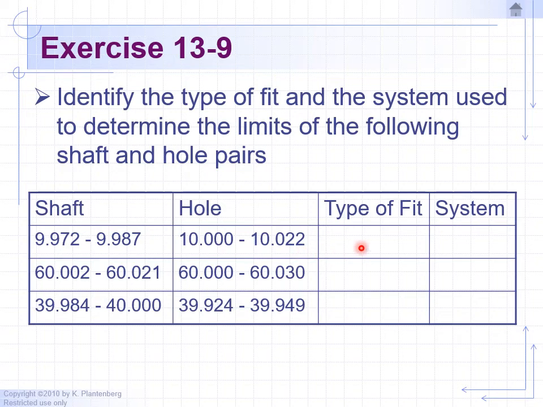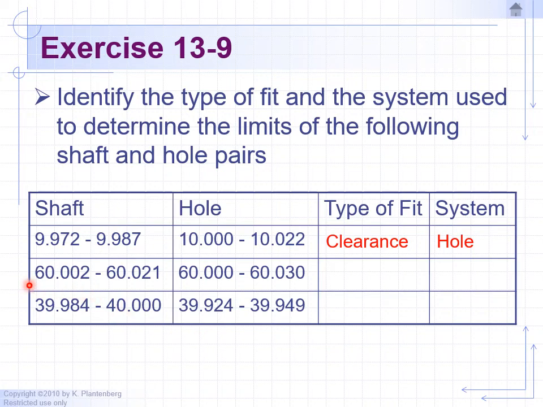So what type of fit do we have? Is it clearance, interference, transition, or inline? So here we can see the hole is always larger than the shaft. So we're always going to have clearance. We're always going to have a positive for the max and a positive for the minimum clearance. So that'll give us a clearance fit. And once again, the hole is always larger than the shaft, always guaranteeing a clearance between the shaft and the hole. Okay, let's take a look at the next one.